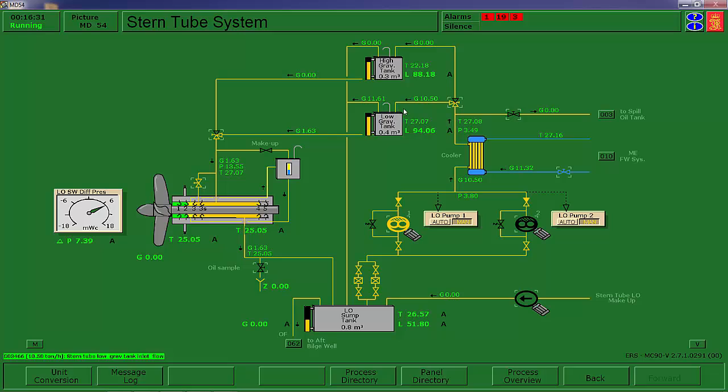In fact, if you look at the flow rates, the overflow rate is 11, almost 12 tons per hour, and only 1.6 tons per hour going into the stern tube. So quite a bit of the fluid is actually, in what they're showing here, overflowing. So the height of this tank is what's setting up your pressure of the lube oil going to the stern tube.